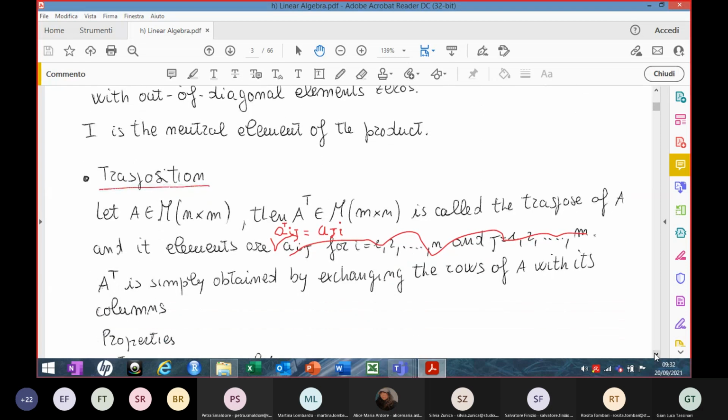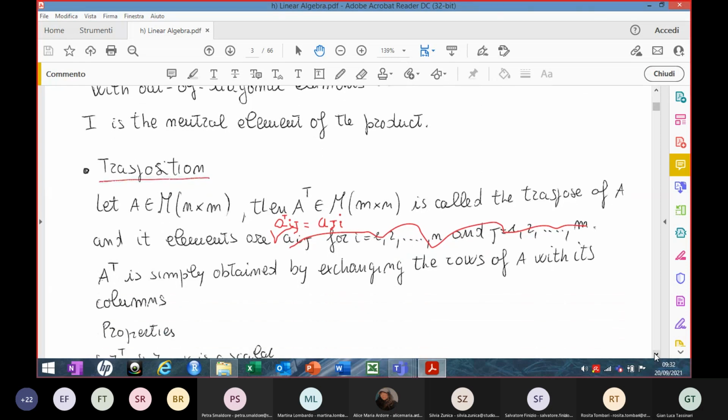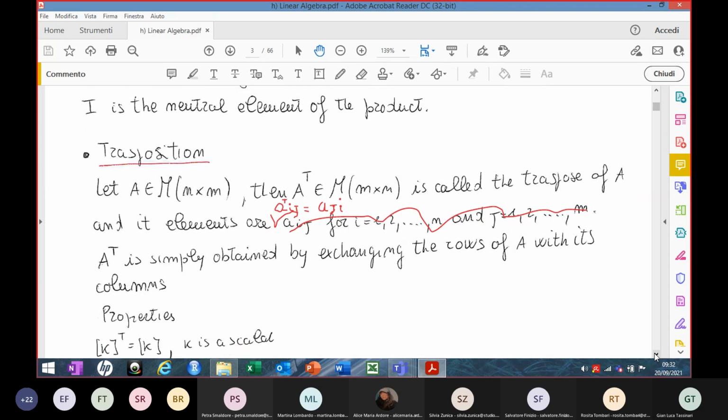Now, transposition is an operation. Here you can suppose you have a matrix A. What does this mean? This means belonging to the space of all the matrices with n rows and n columns. So essentially, this means let A be a matrix with n rows and n columns. Then this matrix that you read as A transpose is a matrix with the number of rows equal to the columns of A, and with the number of columns equal to the number of rows of A.